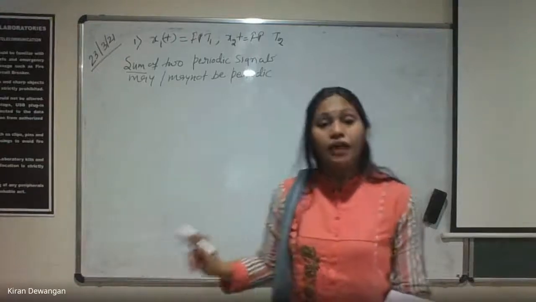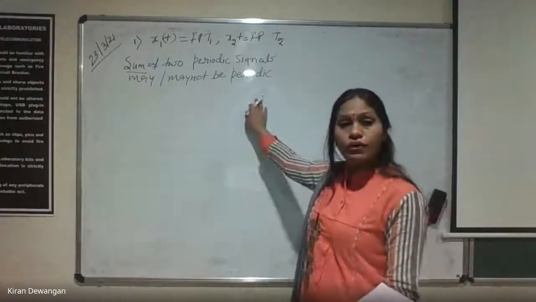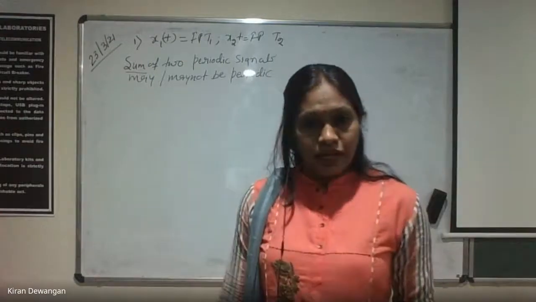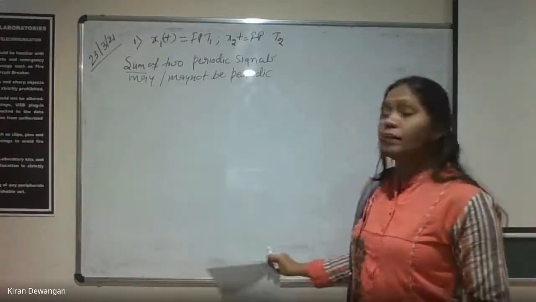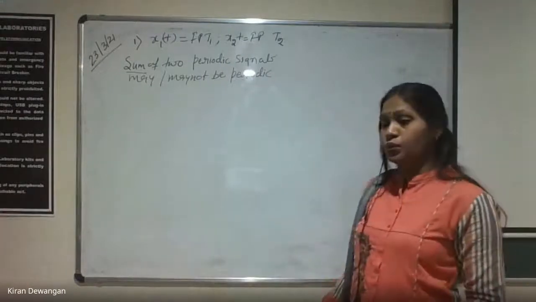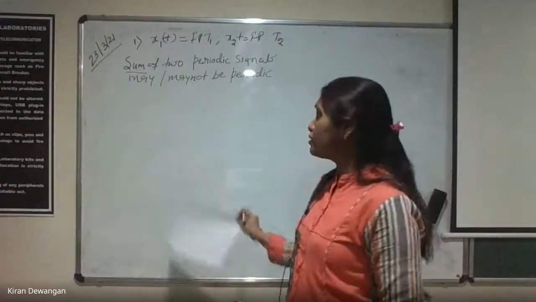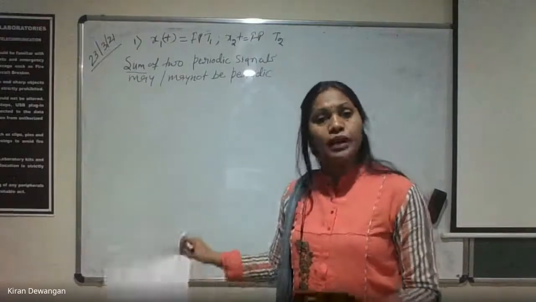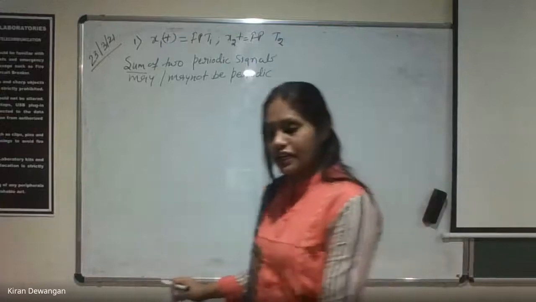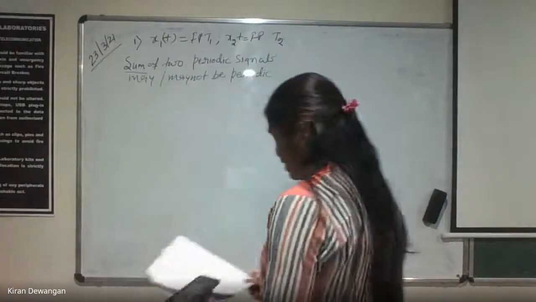Clear? In continuous time, we are talking about continuous time signals. If we have x1(t) periodic with fundamental period T1, and x2(t) periodic with fundamental period T2, then it is not compulsory that x1(t) plus x2(t) will also be periodic in nature. Now for that there is a condition. Let us see what the condition is.